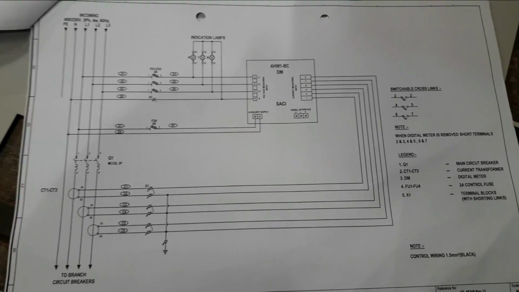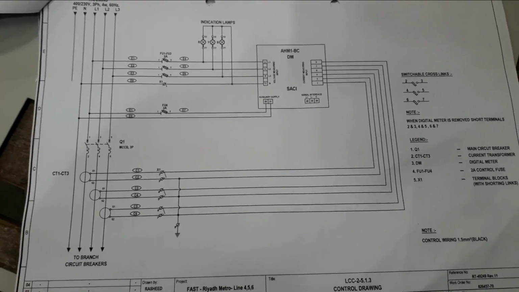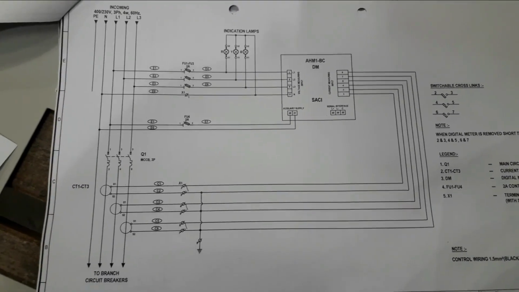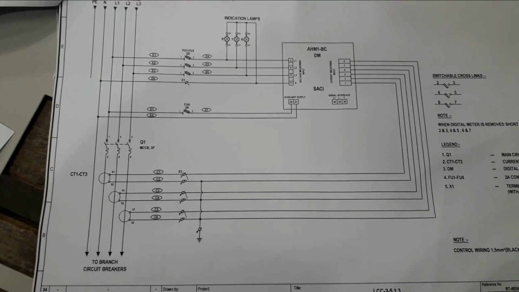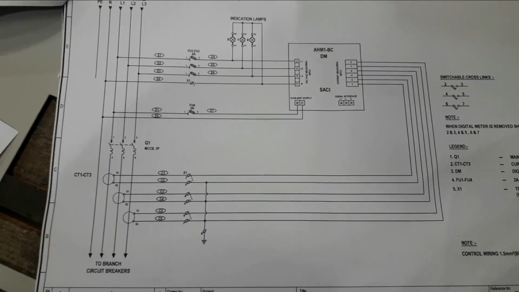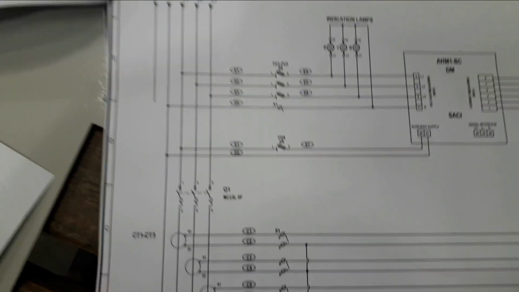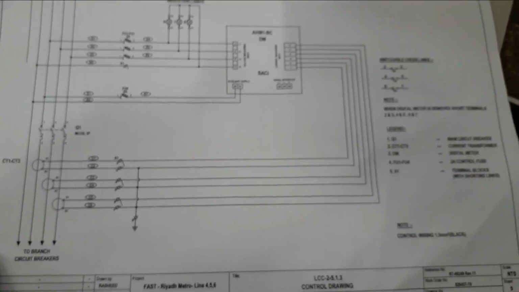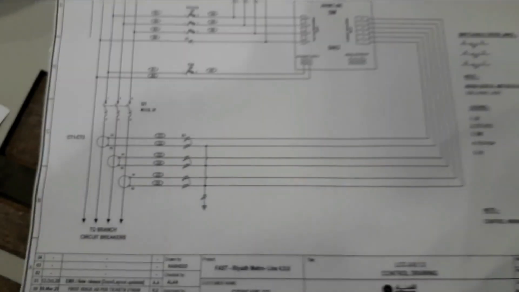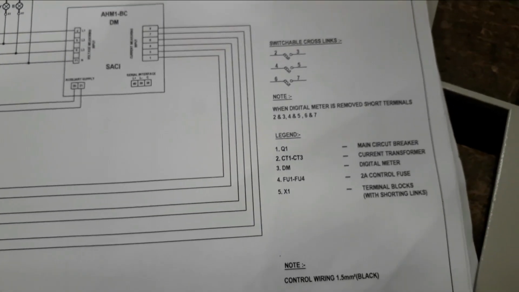This is the schematic diagram for the metering device. Metering device means the digital meter, indication lamps, fuse, CT connections, and main breaker. This is the incoming, which we find from here. All of this we have here. You will find it that way, and then later on we turn to another page.